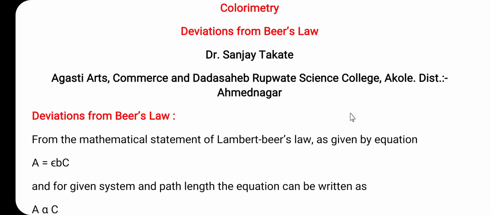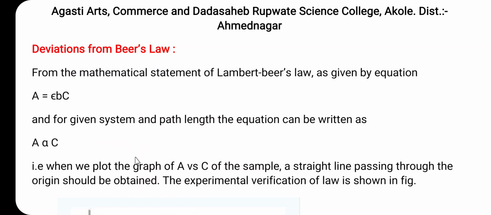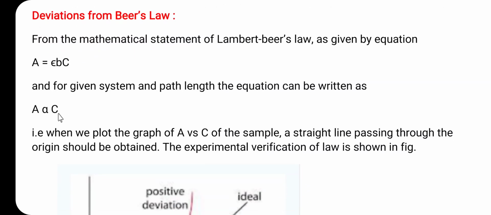The mathematical statement of the Lambert-Beer law is given by the equation A equals epsilon times B times C. Here A is the absorbance, epsilon is the molar absorptivity, B is the path length, while C is the concentration. What is important here, friends, is that for a given system and a given path length, the absorbance is directly proportional to the concentration. That is Beer's law. So A is directly proportional to C.